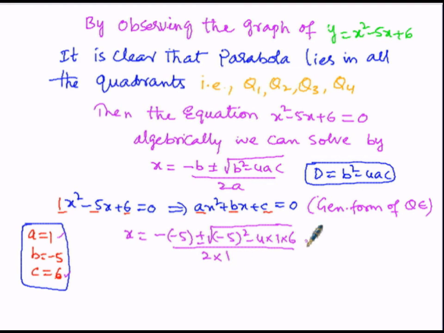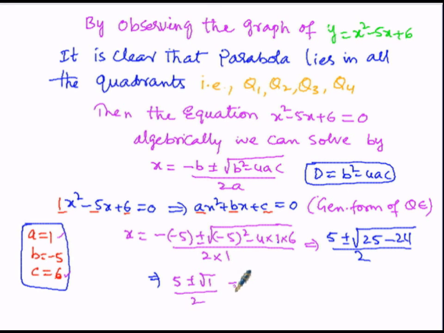That implies minus into minus is plus, that is 5 plus or minus root of minus 5 whole square, that is 25, minus 6 into 1 is 6, 6 fours are 24, overall divided by 2 ones are 2. So that implies 5 plus or minus root of 25 minus 24 is 1, overall divided by 2. So 5 plus or minus root of 1, which is nothing but 1, overall divided by 2.